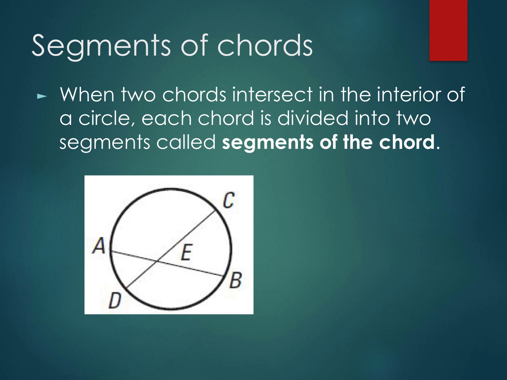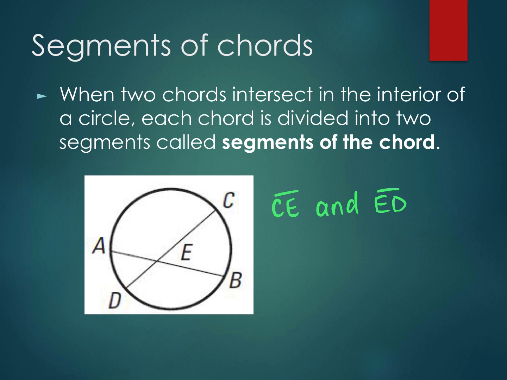Now, it's very important that you do not mix and match these, okay? So let's go ahead and group them together. CE is a segment of which chord? CD. What is the other segment of the chord CD? DE, very good, or ED. Both of those would be grouped together because they are both part of the same chord. Do you guys see that?